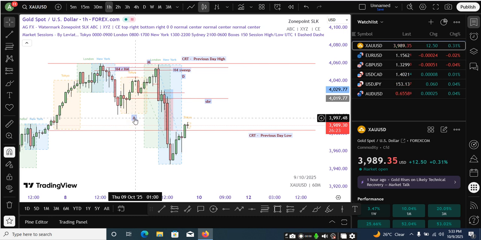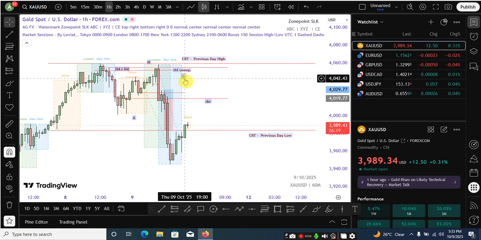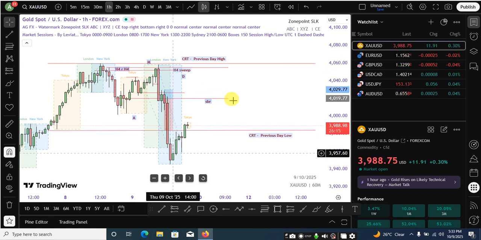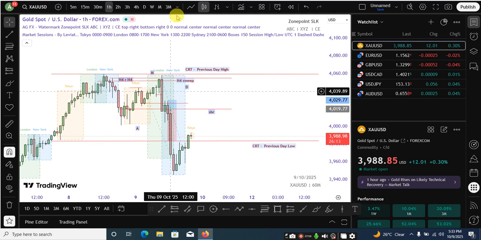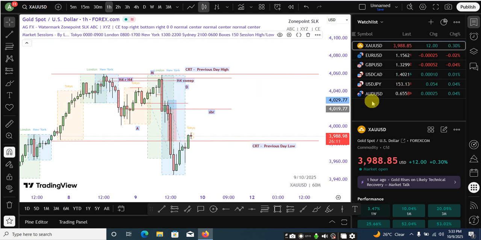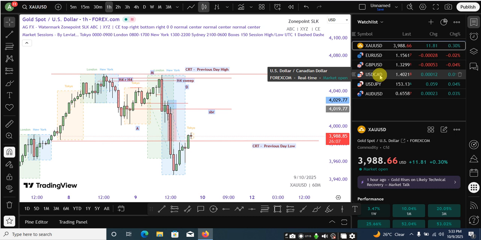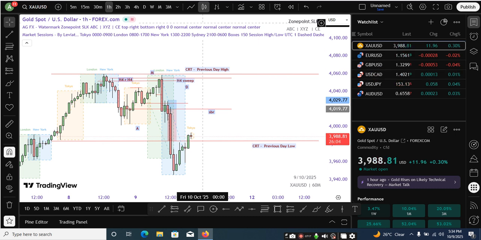And you can see I wrote accumulation, manipulation, distribution. You can see the New York session gave us the distribution. That was how I took the trade here. So let's also do something like that on XAUUSD before we do our analysis for the day.